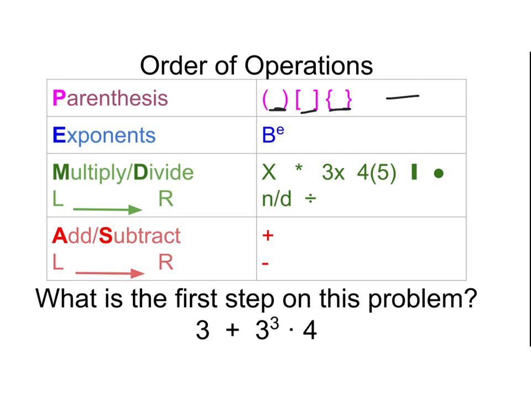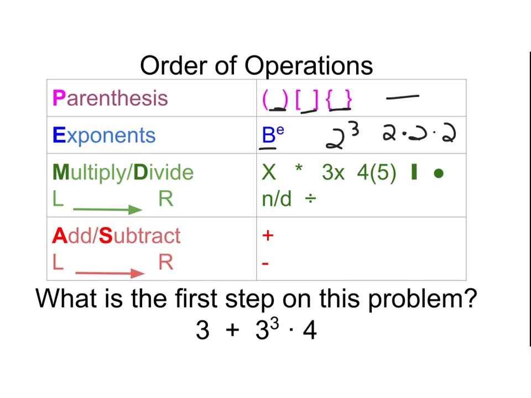Also, exponents, remember you have your base, which is your factor, and then the e is your exponent, which tells you how many times you're going to multiply it. So for instance, if I have 2 to the third power, that means you're going to multiply 2 times 2 times 2. It's not 2 times 3, it's 2 times 2 times 2. So make sure you understand that.